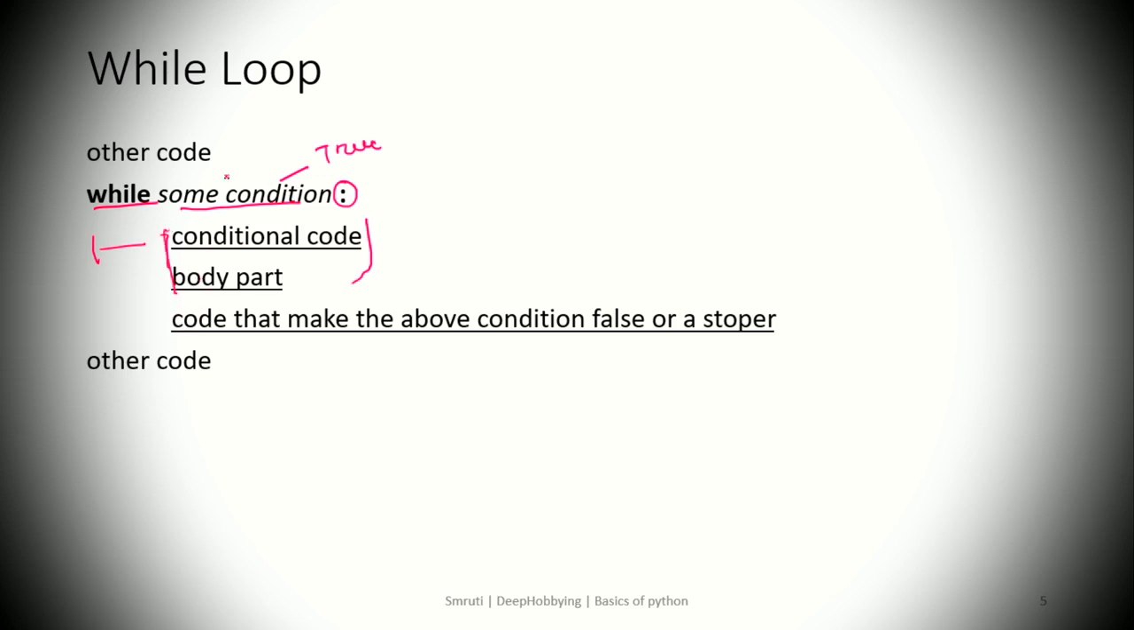Now, as this condition, this expression, is by default true, we need to do something in the body of the while loop code itself so that it will become false after some iteration, let's say after the xth iteration. Otherwise, if you don't do this, the while loop will run forever because this condition is true.